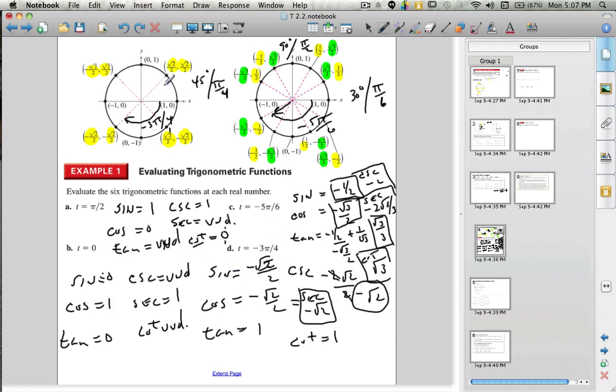Alrighty, so that's just using the unit circle really quickly to evaluate these guys. It's a lot of data on one slide. I should have probably split this up and put more slides in. I apologize.